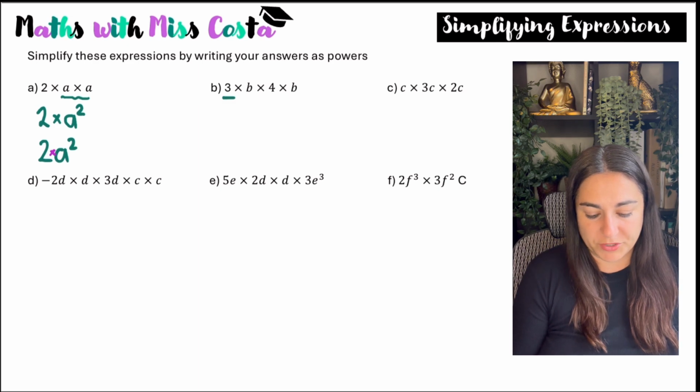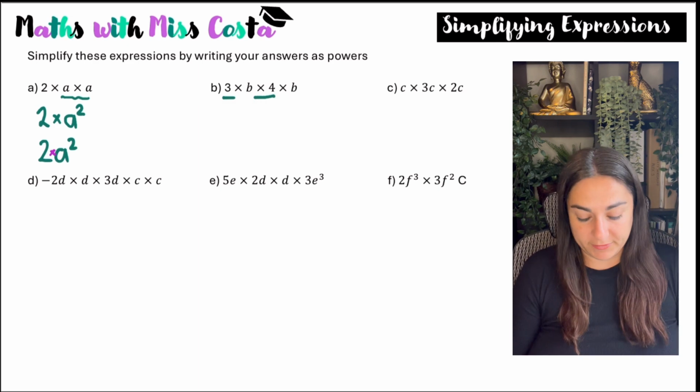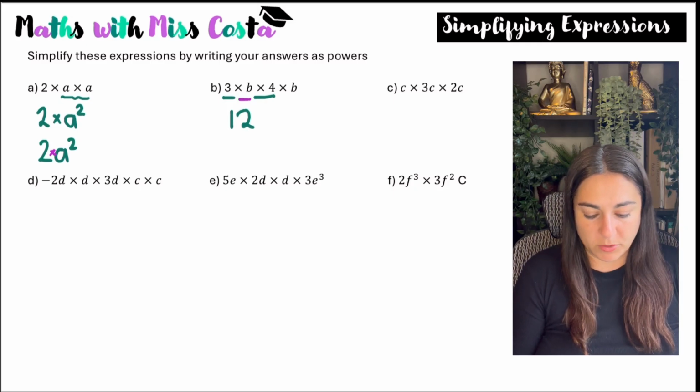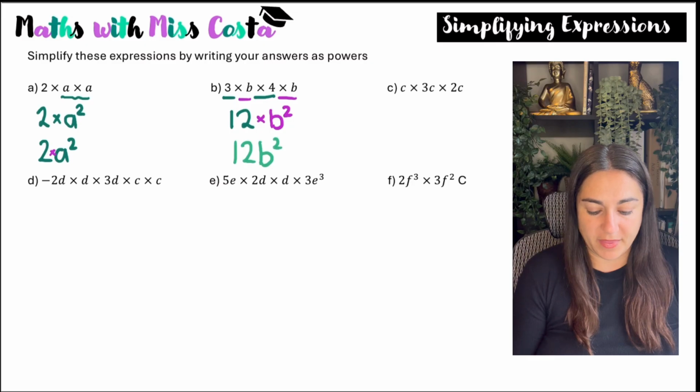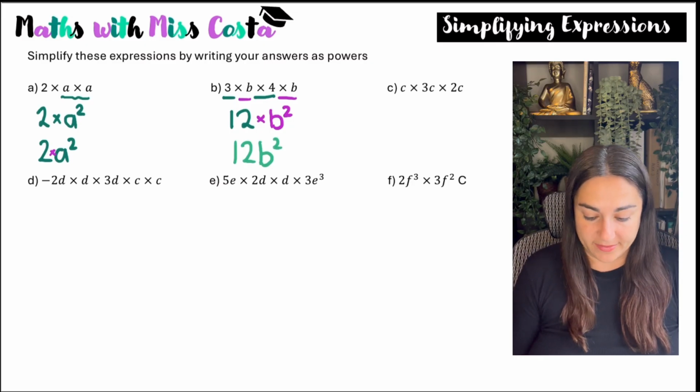Next, I've got this one, which is a little bit trickier. So I'm going to multiply the numbers first. 3 times 4 gives me 12. And then B is being multiplied by itself twice. So that's going to be 12 times B squared. But I know that when a number and a letter are next to each other in algebra, that automatically means they're being multiplied. So it's simplified to 12B squared.